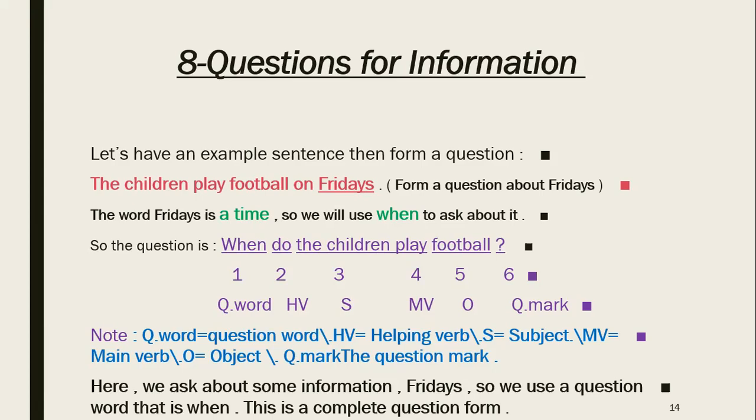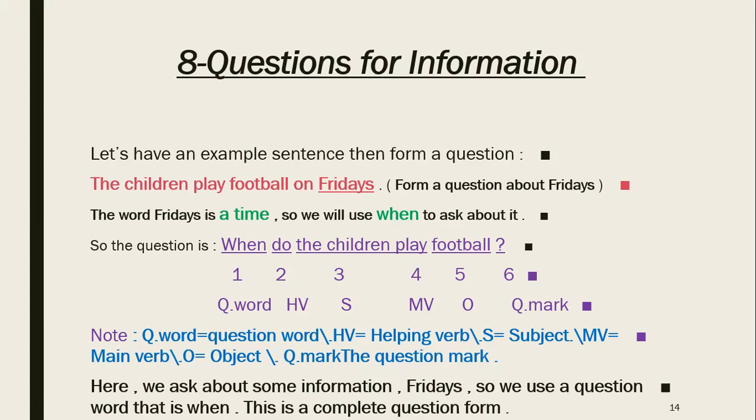Number 1, when, this is the question word. This is the complete form now, step by step. Question word. Then we have do. This is the helping verb, and we take do because the verb mainly has no S ending, play. And then the children, this is the subject of the sentence. Number 4, play. This is the main verb. Number 5, football. This is the object. And if we have a complement, not an object, we add any complement to the sentence at the very end. If we don't have, we stop it here. And then finally we have the question mark.